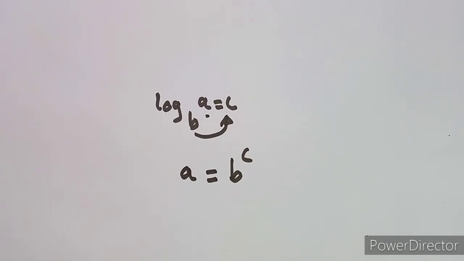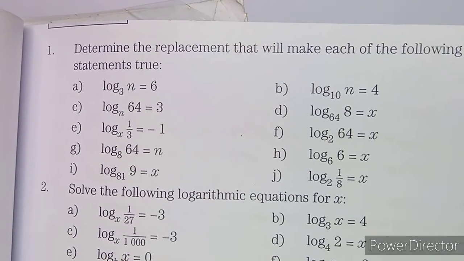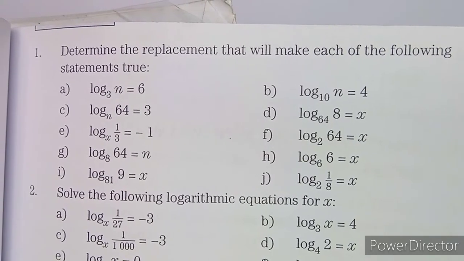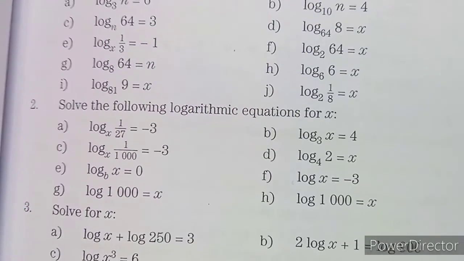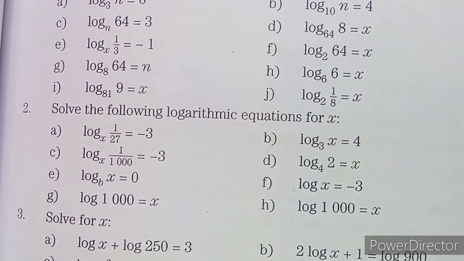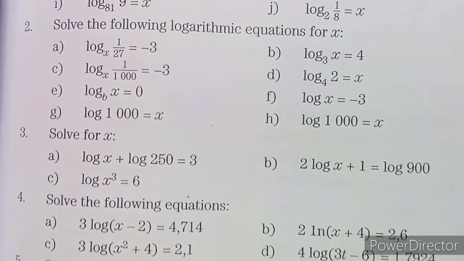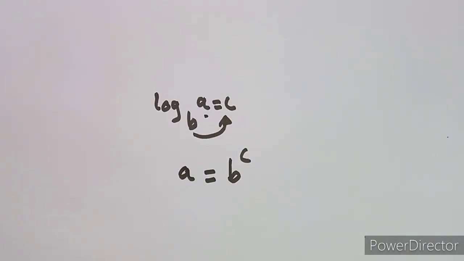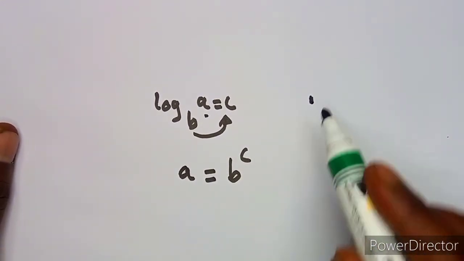I want you to take into consideration what is happening in this exercise here. We are asked to determine the replacement that will make each of the statements true, that is, you're actually finding x, which is the same thing on number 2 there. Solve the following logarithmic equations for x, which is the same thing on number 3, and the same on number 4 there. So these are the typical cases that you can have. Let's work with number 1 there.